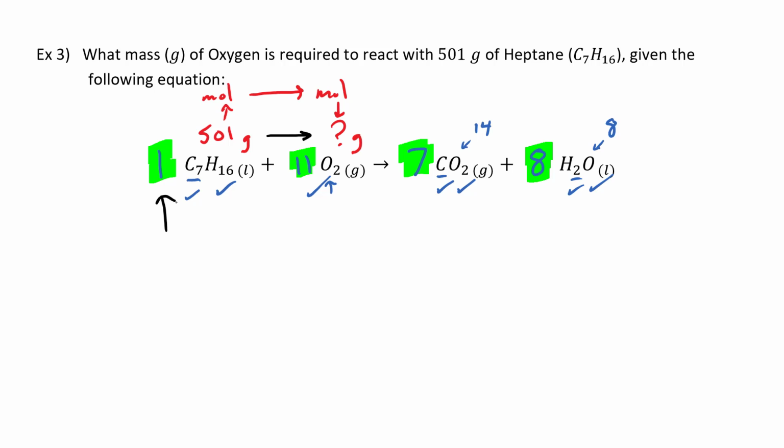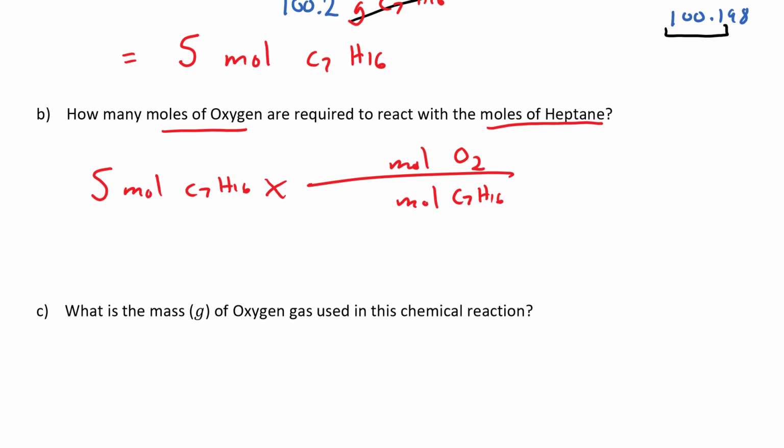So here I have 1, 11, 7, and 8. I'm going to be using these 2 coefficients here, going from moles of heptane to moles of oxygen. Every time 1 mole of heptane reacts, 11 moles of oxygen gas react. These will cancel out. And again, I don't need a calculator for this. 55 moles of O2. Again, if there were decimals here, do not round off. This is not the final answer yet. The final answer will be when we have grams of oxygen.